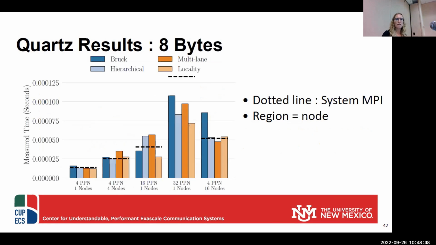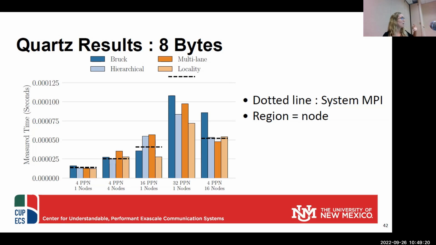And so we also have measured results. We've compared to the standard Bruck algorithm, that's the dark blue. The hierarchical approach is the light blue. The multi-lane approach is the dark orange, and then this locality-aware approach is the lighter orange. The solid or the dotted lines here are the system MPI. So this is on Quartz. All of these algorithms are implemented on top of MPI, and I implemented all of them just for fair comparisons. So I also wanted to compare against the system MPI.